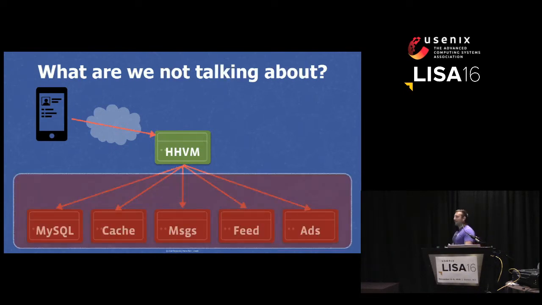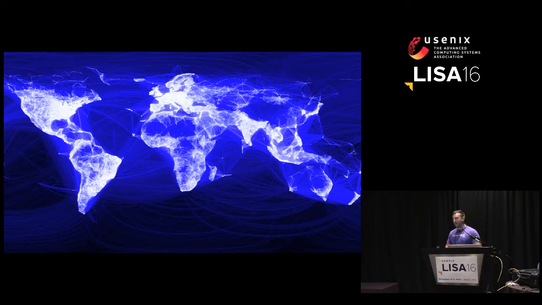We're not talking about any of the interesting load balancing we do inside the data center. Every time you fetch your newsfeed, hundreds of requests are going to a bunch of other services. Those are out of scope for this talk. So again, we need to determine where you are in the world, and we need to connect you to these servers as fast as possible.